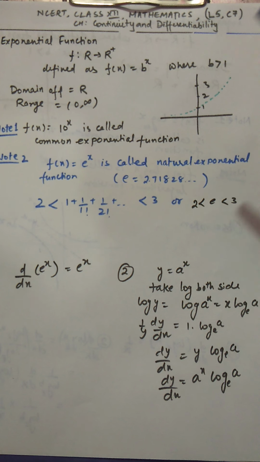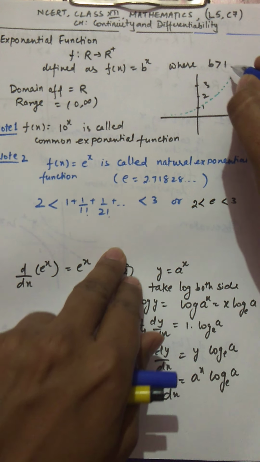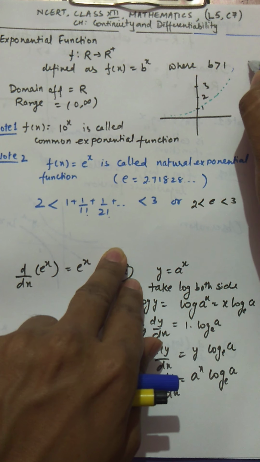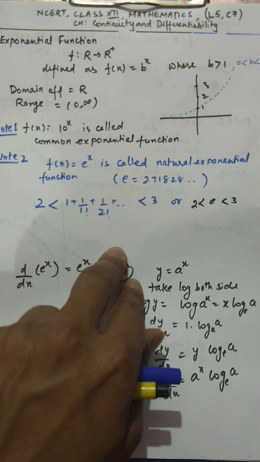In class 12th in NCERT, this b is greater than 1, but in class 11 or in RD Sharma or in some other books, b can also be greater than 0 but less than 1. Here we are considering only the case b greater than 1. My request to those who are preparing for a higher level is that they also consider the case b greater than 0 and less than 1.